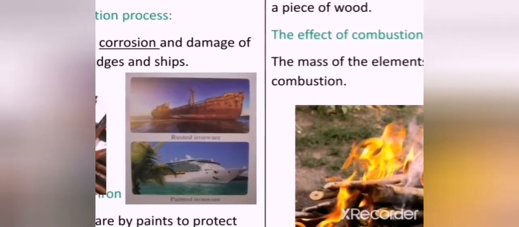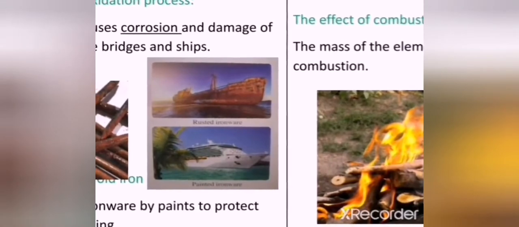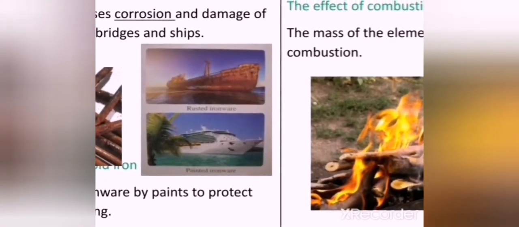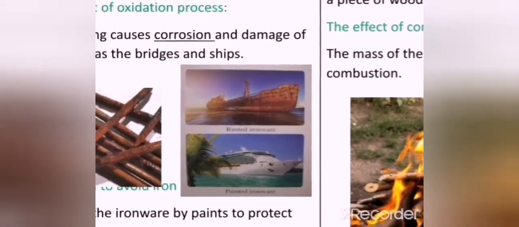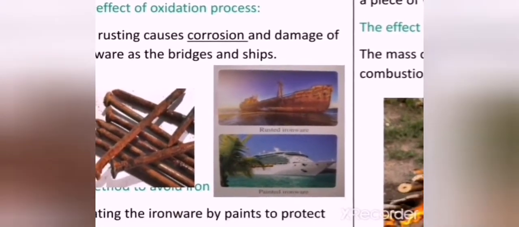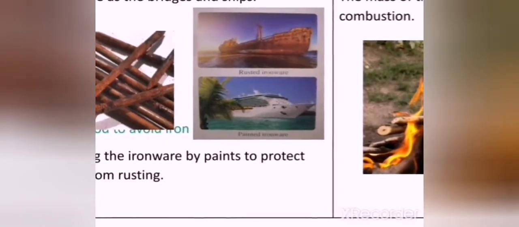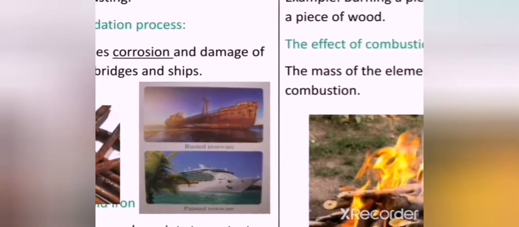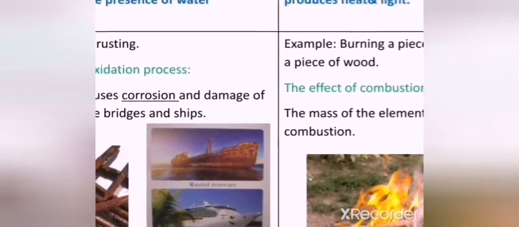At these bridges or nails or these ships, the iron rusting may cause damage to the ironware. So how to avoid the iron rusting? By isolating or painting the ironware, using paints to protect them from rusting.